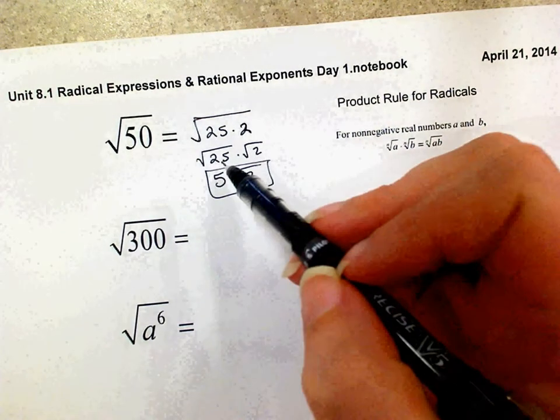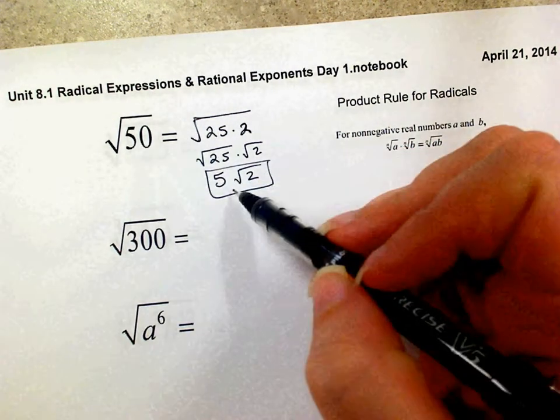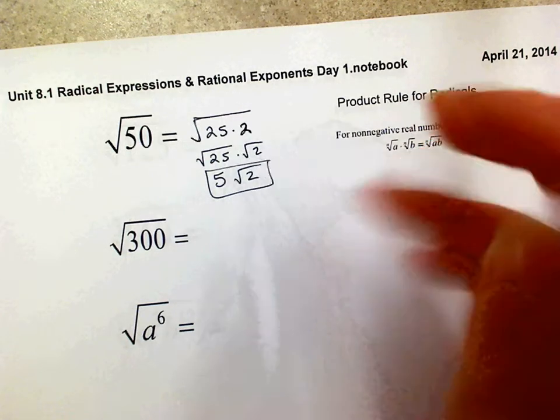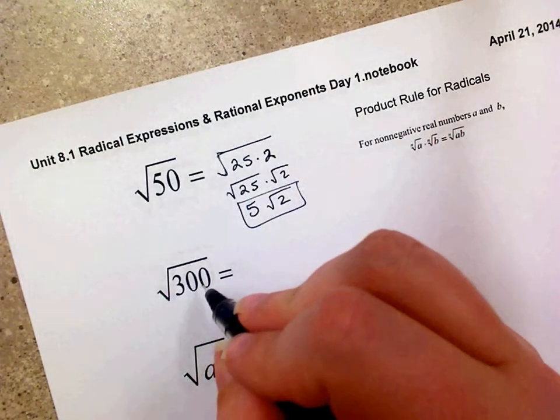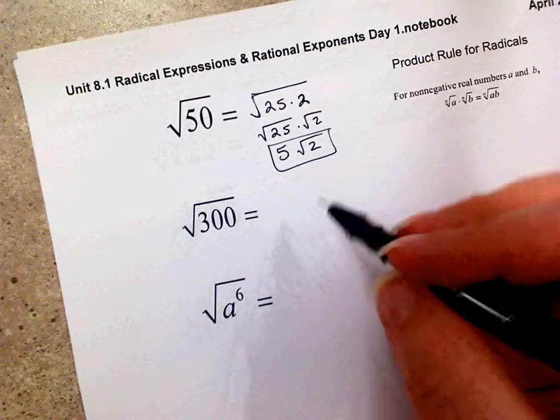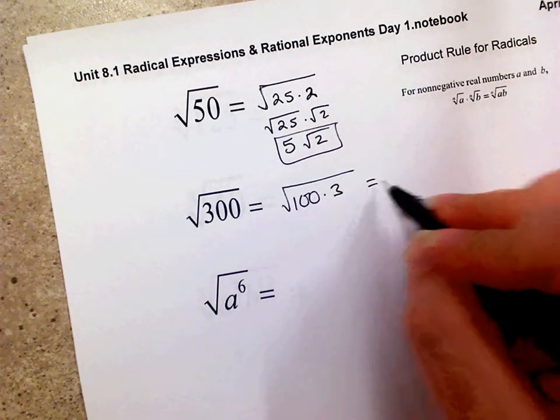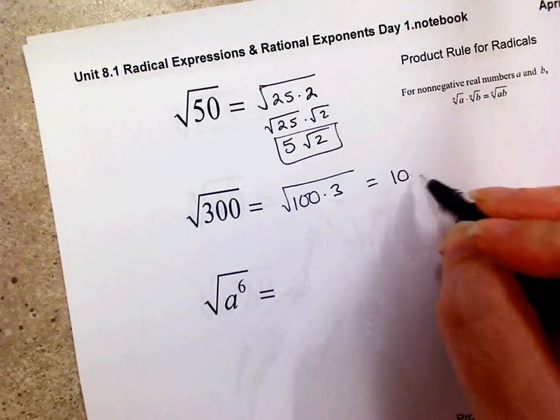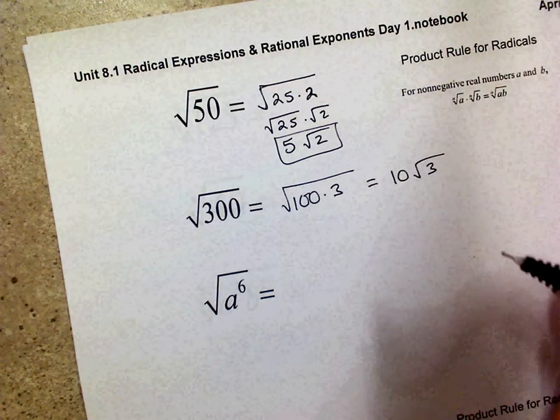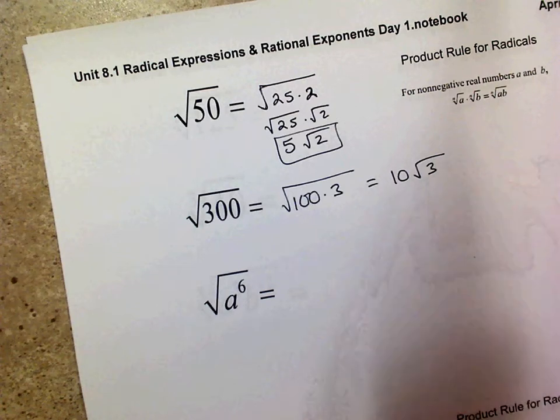If you know this, then you can go straight from here to there, and that's fine, but this is just showing your work. So the perfect square that goes into 300 would be 100. So I would say the square root of 100 times 3, or the square root of 100, which is 10, times the square root of 3. The square root of 3 doesn't have a perfect answer, it's not a perfect square, so there we go.